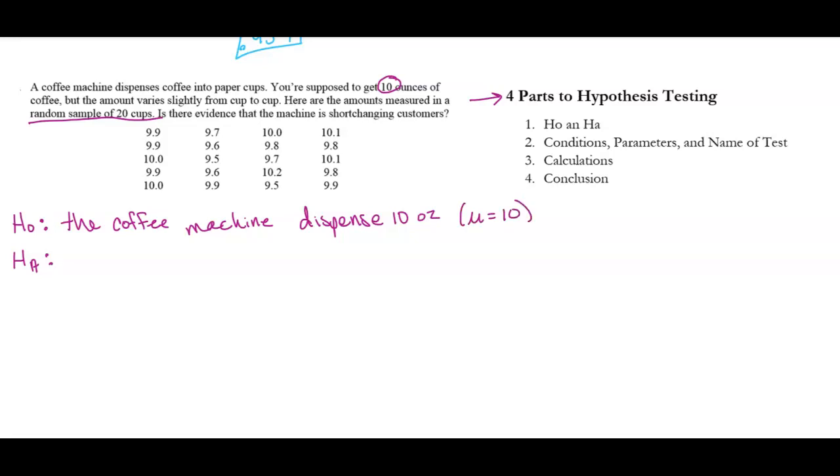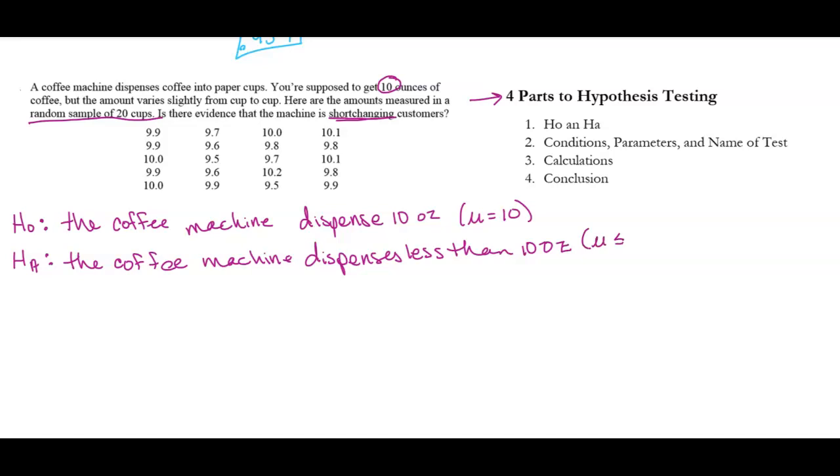Okay, and then it's asking if you shortchange. So shortchange would be less. So the coffee machine dispenses less than 10 ounces. So mu is less than, oops, not equal to, just less than 10. Okay, so we got our Ho and our Ha.